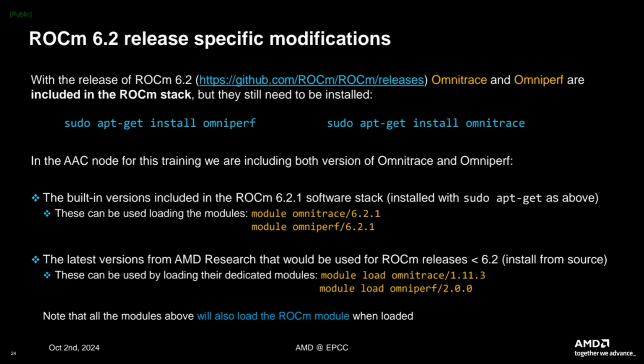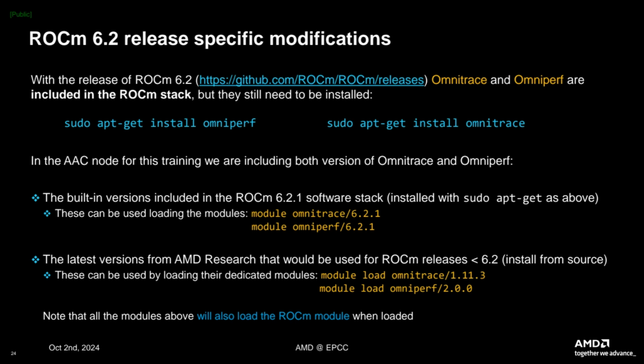Specifically for this training, if you go on the AAC node that we have made available for you, you'll see that we have modules for both the OmniTrace and OmniPerf included in ROCm, and those that come out of AMD research. But we recommend that specifically for OmniPerf, you use version 6.2.1 for this training.